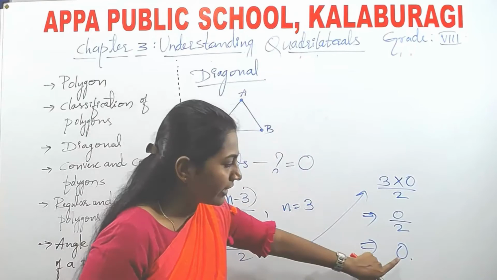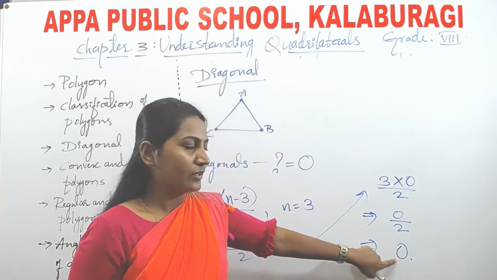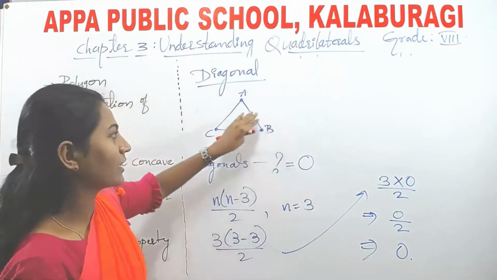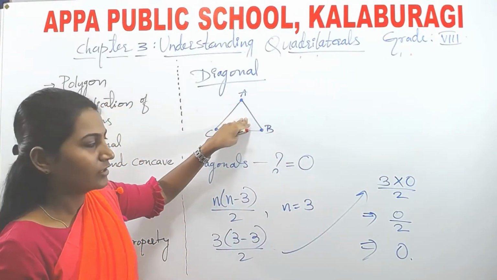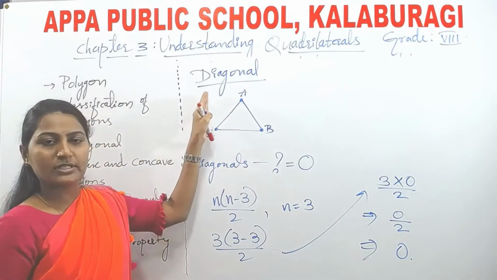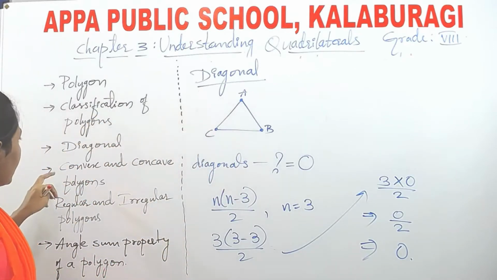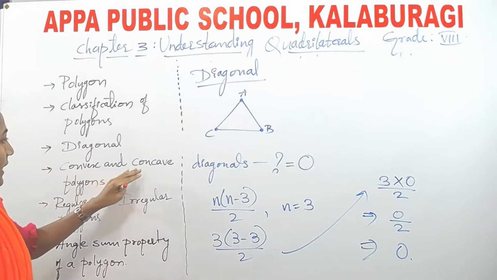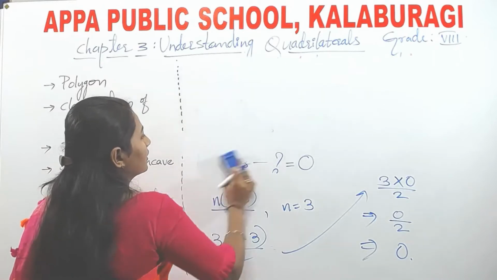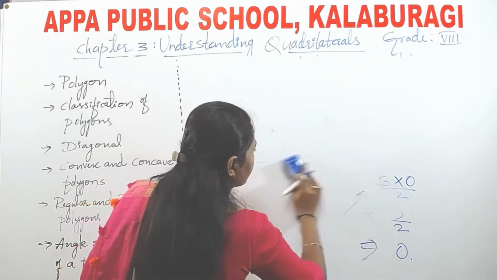So what did we find the answer for? We were finding the number of diagonals, and we found 0 diagonals in a triangle. So a triangle does not have any diagonals. So this is all about that. Next, coming to convex and concave polygons. Let us see what these convex and concave polygons are.